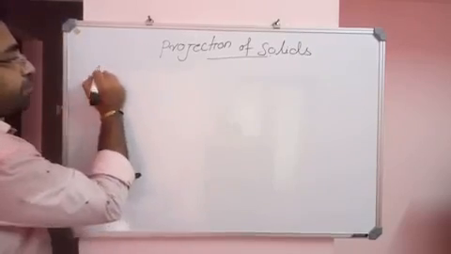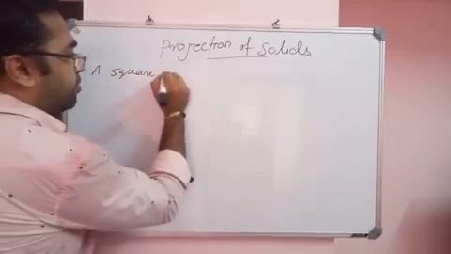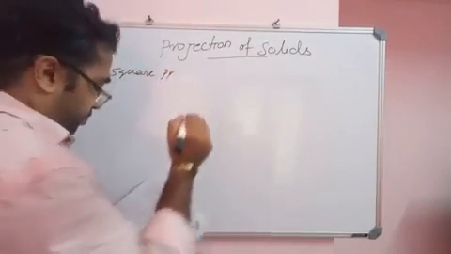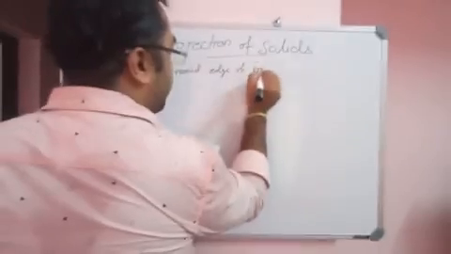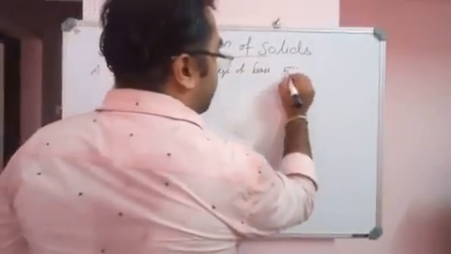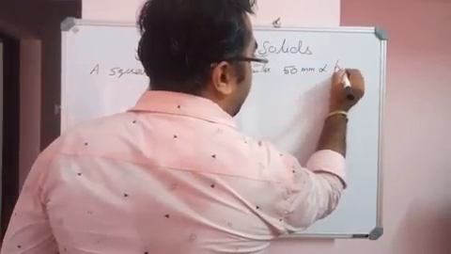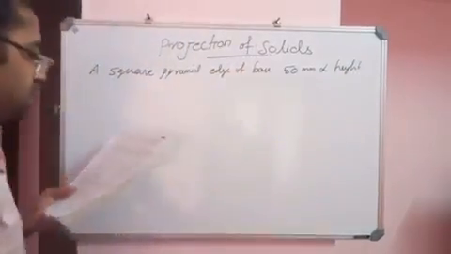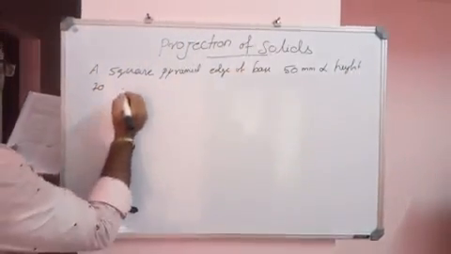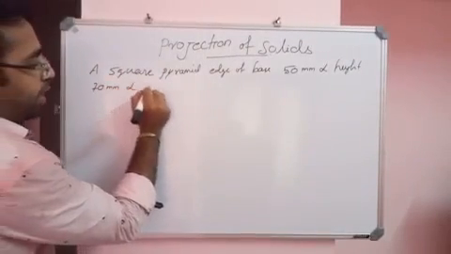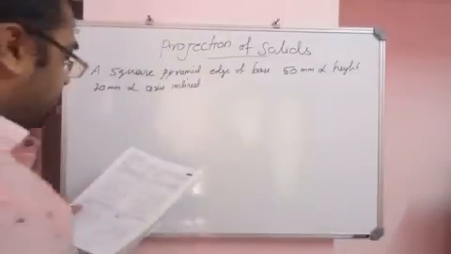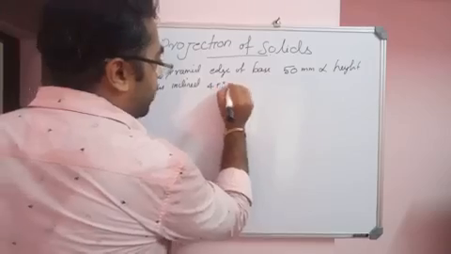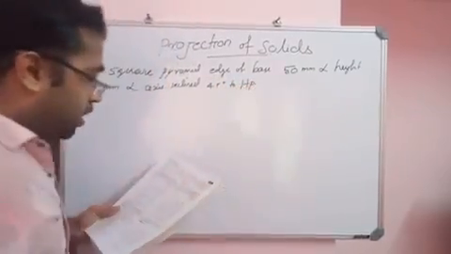A square pyramid, which has edge of base 50 mm and height 70 mm and axis inclined 45 degree to HP. Now draw the projections.